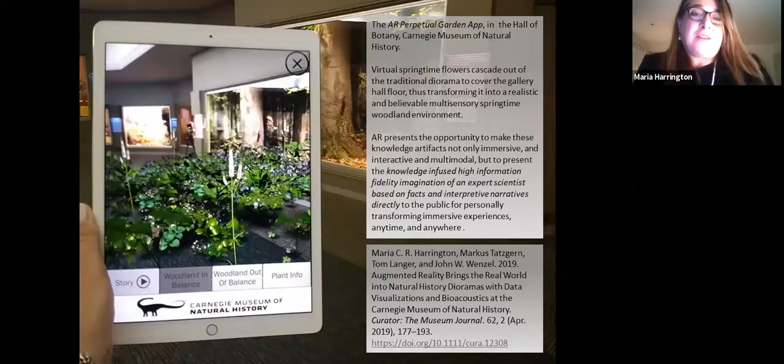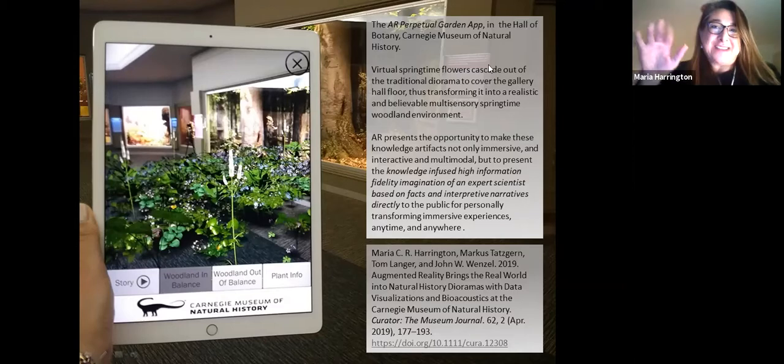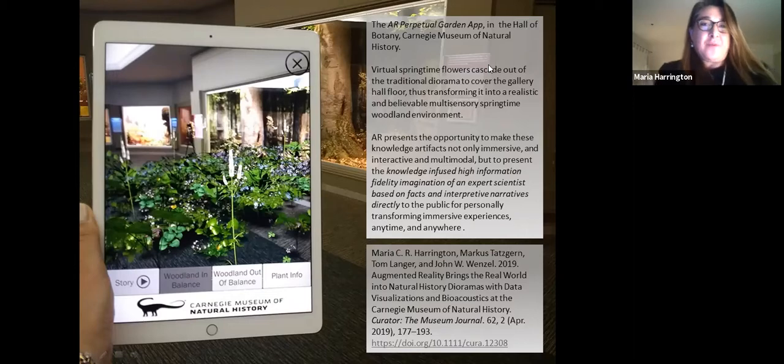This is a photograph of the AR perpetual garden in the Hall of Botany last summer. And what I love about this is the virtual springtime flowers cascade out of the traditional diorama, and they actually cover the entire gallery floor. So they transform it into this realistic and believable multi-sensory springtime woodland environment. You can hear the birds and hear the insects. You can get down on the floor and actually see all the details in the plants. Wherever you look, it is a woodland garden.